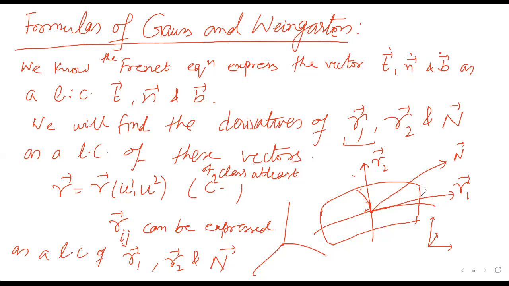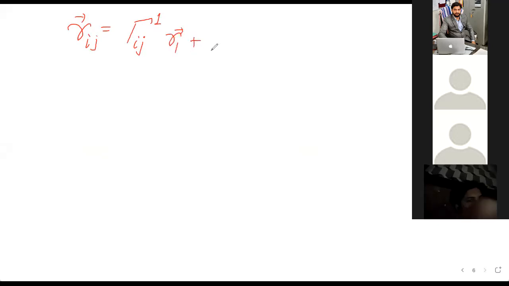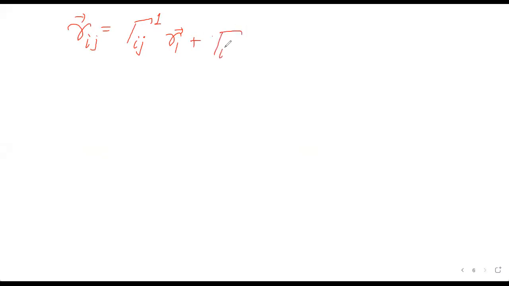Because whatever is generated by these three will be lying somewhere there, because they are all lying in R3. So I can write Rij as a linear combination, using this notation: Ij1 R1 plus Ij2 R2 plus beta Ijn. I have given these notations because I will be calculating these. These are the coefficients of R1, R2 and N. So this Rij can be written as a linear combination of R1, R2 and N.